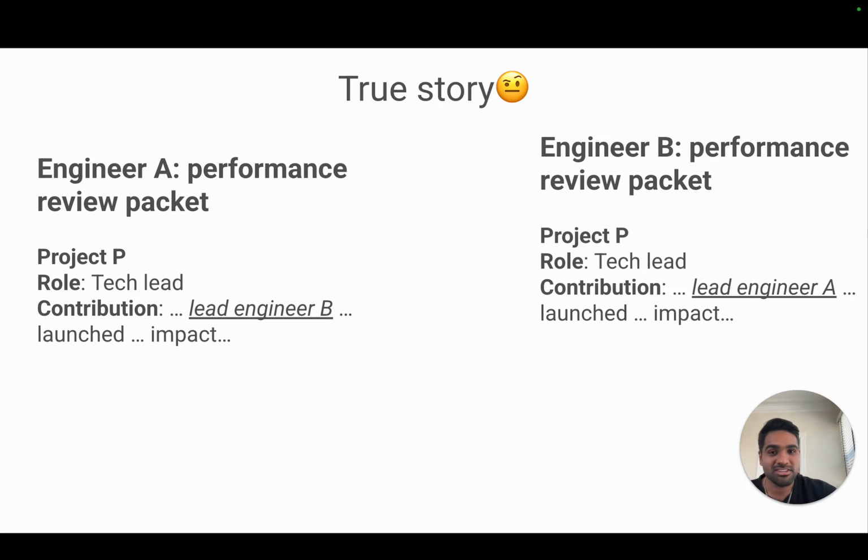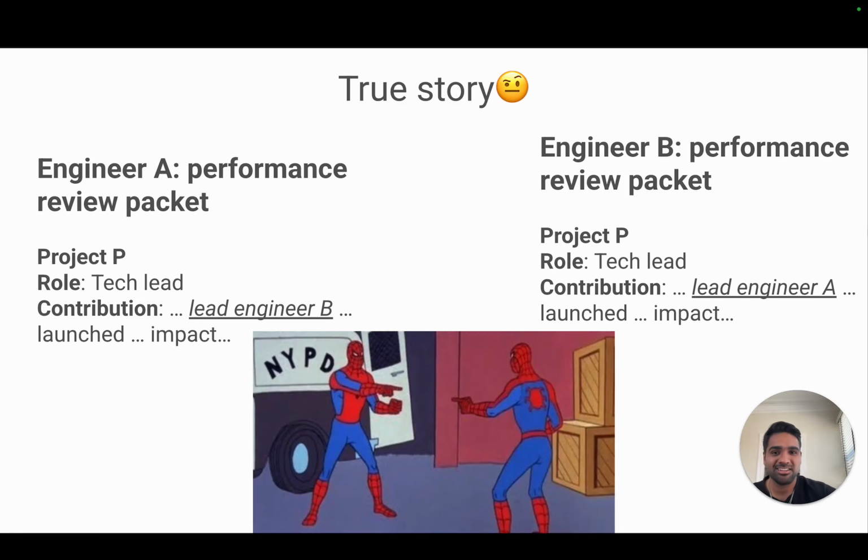Now engineer B is on the same team as well, and they asked for my peer feedback too. And you know where this is going. So I take a look at their performance packet for the same project. Their role, according to them, is also a tech lead, and they led the other engineer A. Now, this is kind of funny, but you wouldn't be surprised to know that this happens quite some.